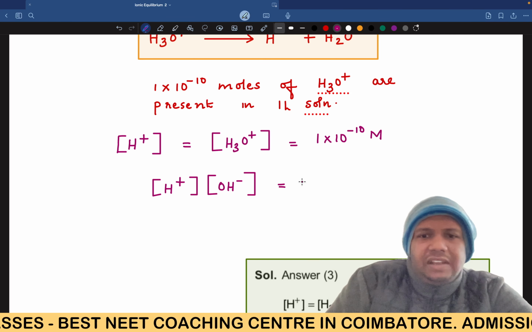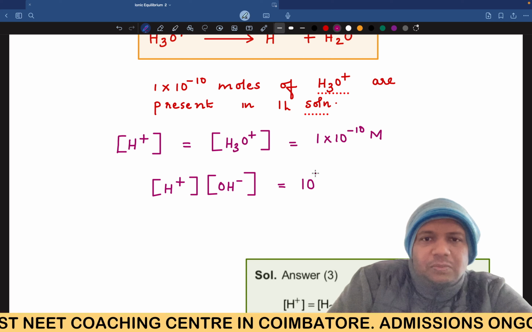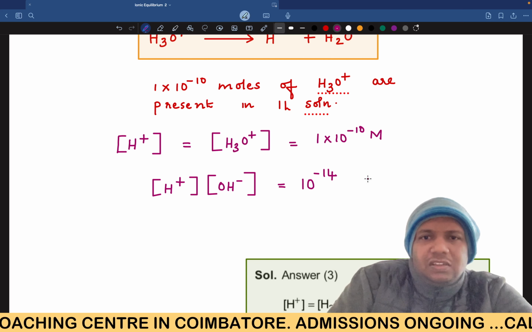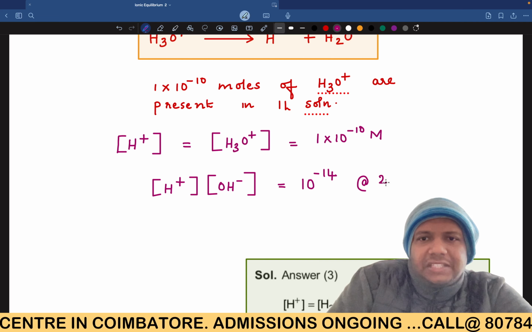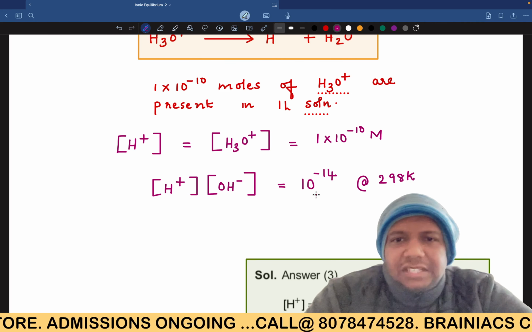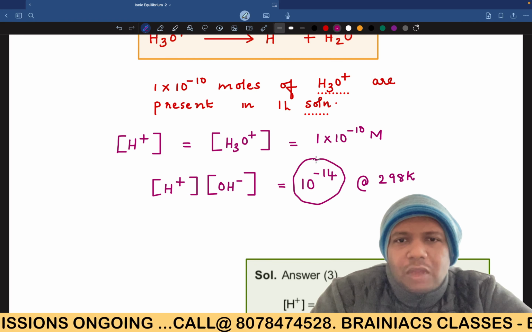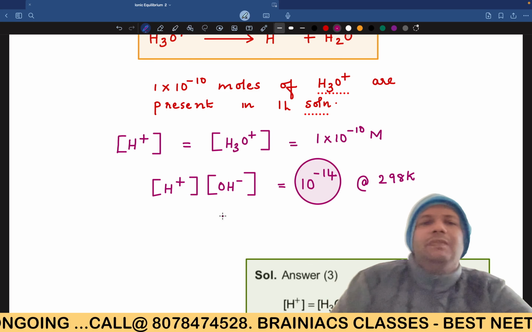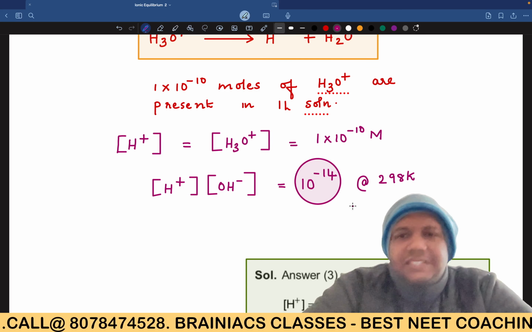This is very important, and this is equal to 10 power minus 14. Please remember, this equation is valid only at room temperature, that is 298 Kelvin. At some other temperature, this value would be changing. This value would be a different one. So that's why the importance of temperature is coming here.